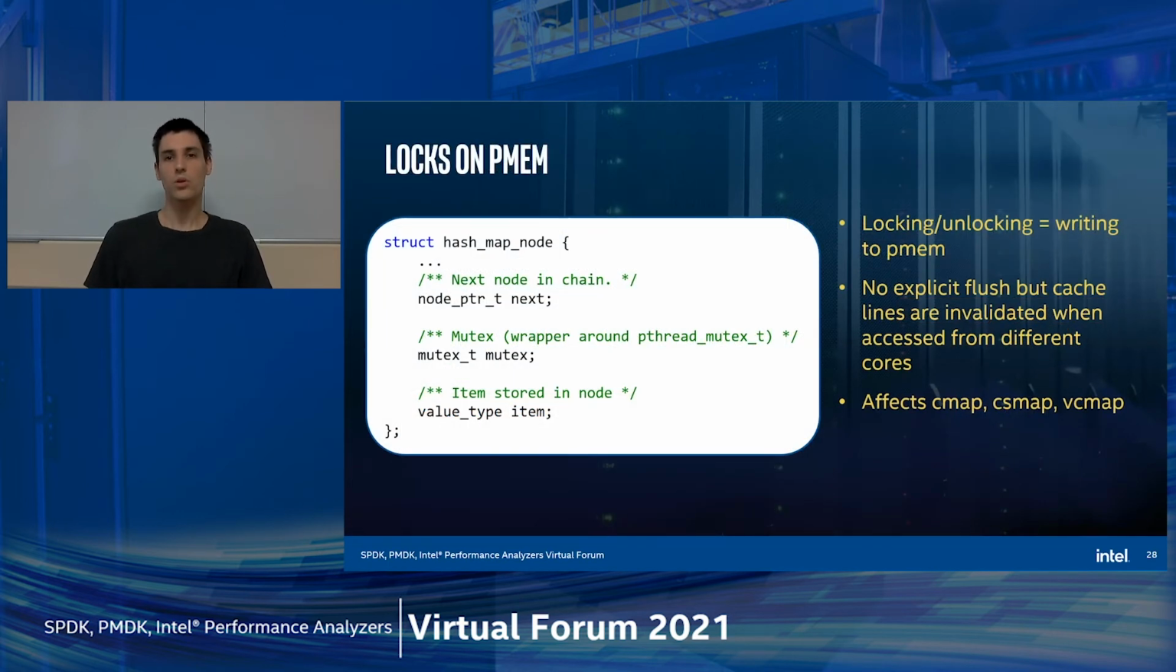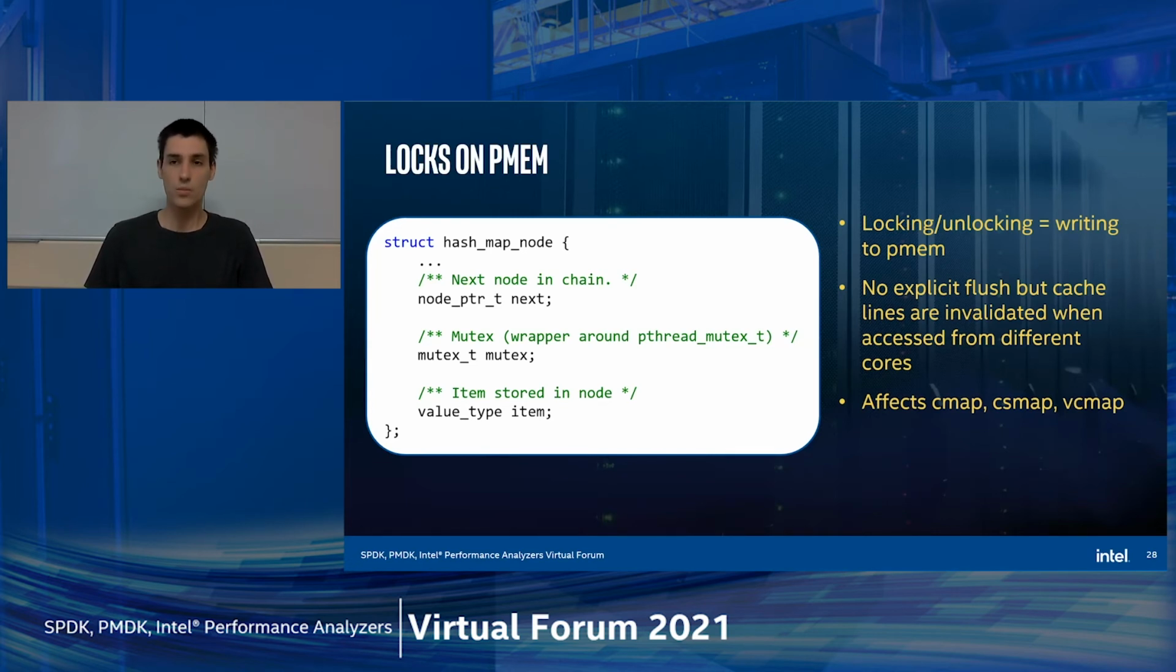On this slide, you can see layout of a CMAP node. It consists of a next pointer to another node in the bucket, a mutex, actually read-write lock, and an item, key value pair. It turns out that this is not the best design. The fact that we have mutex on persistent memory affects performance. Each lock and unlock operation might write to PMEM. Even though we do not explicitly flush cache lines, those cache lines might be invalidated when accessed from different cores. Since PMEM is slower than DRAM, this is very problematic.